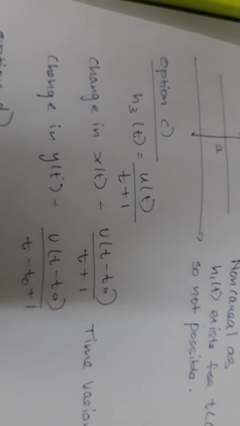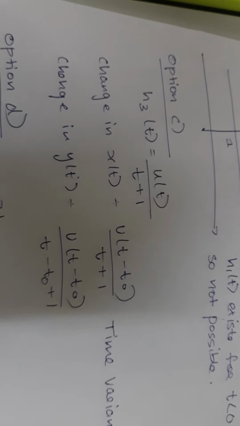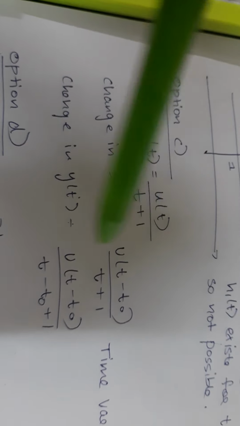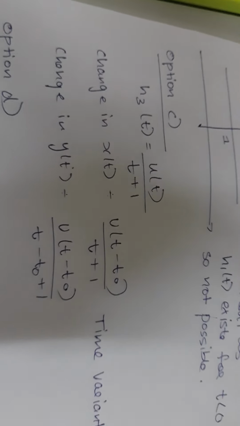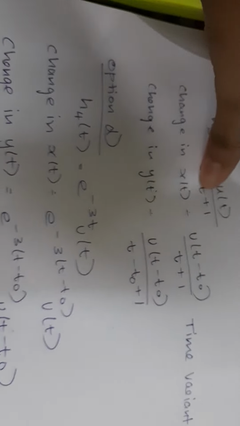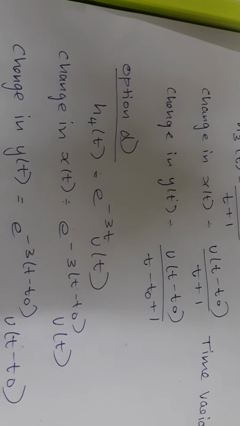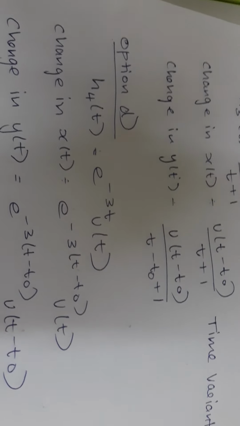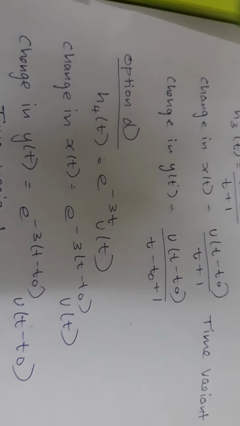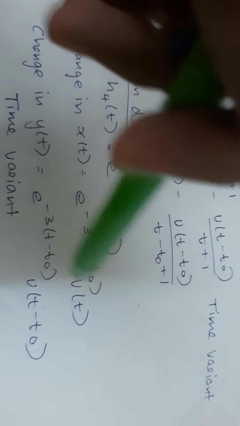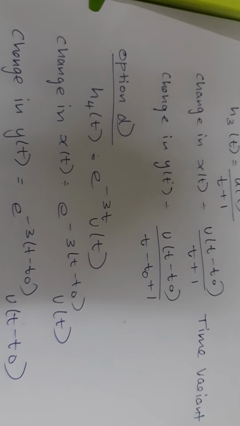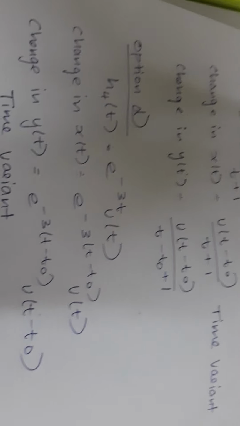If there is a change in h of t, this will be the case. Now, if I change y of t, it will result in this value. We can see that both of them are not identical, so it is time variant. Hence, this is not the answer. Now, let's try option D. We'll again test for time invariance. If I change h of t alone, this is what I will get. And in y of t, my u of t will also be changed. So again we see that both of them are not same. So it is time variant.